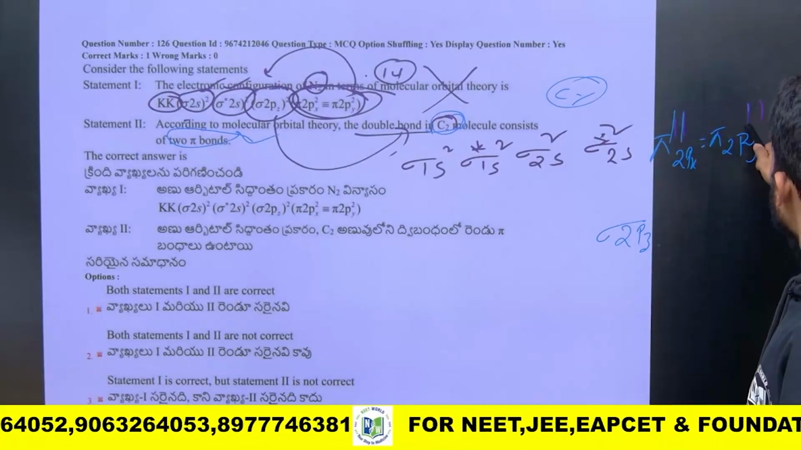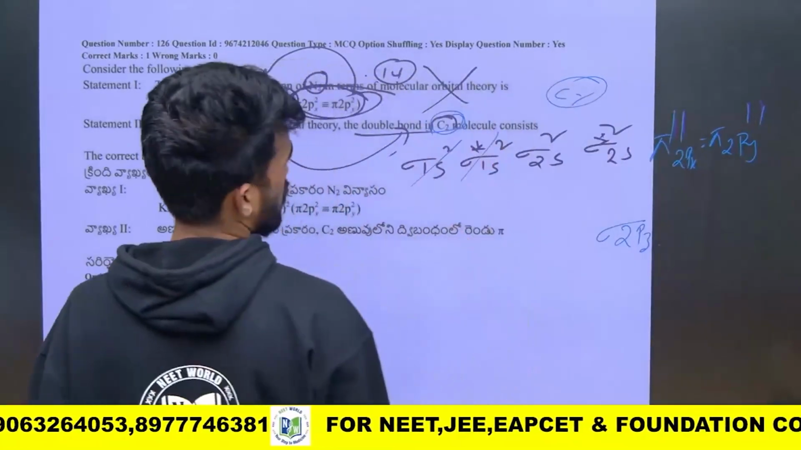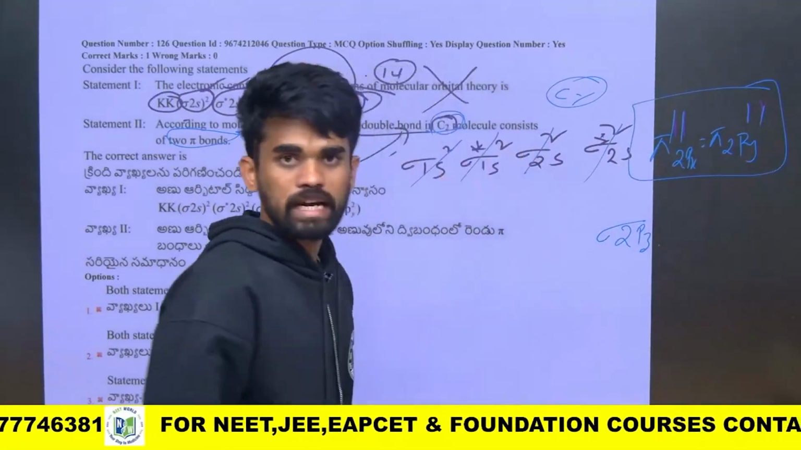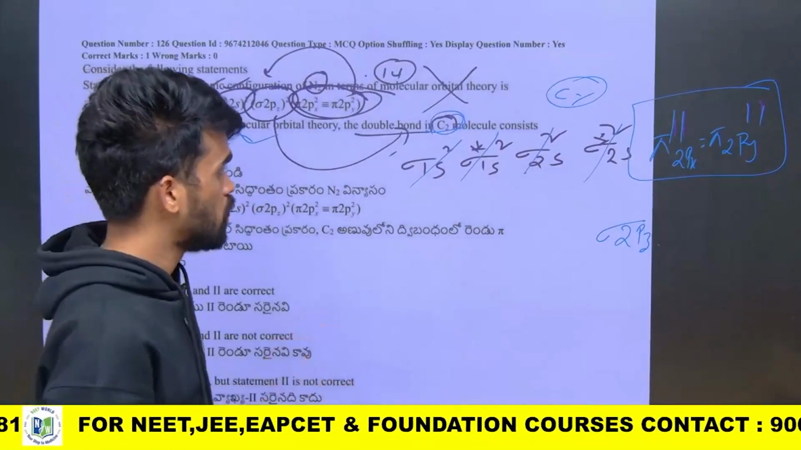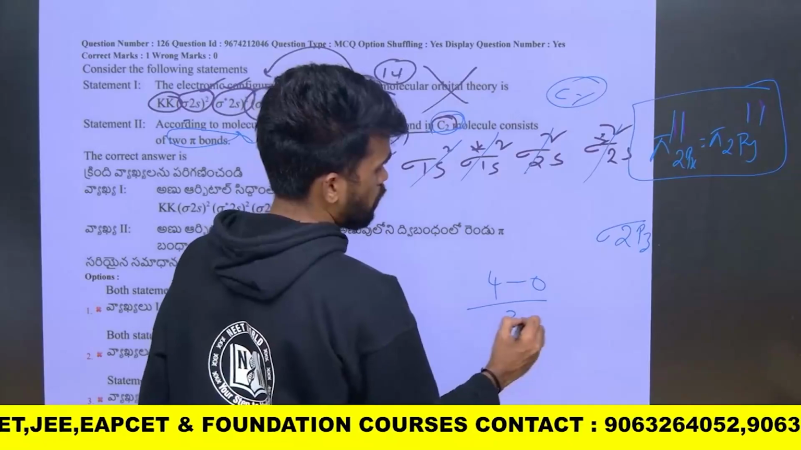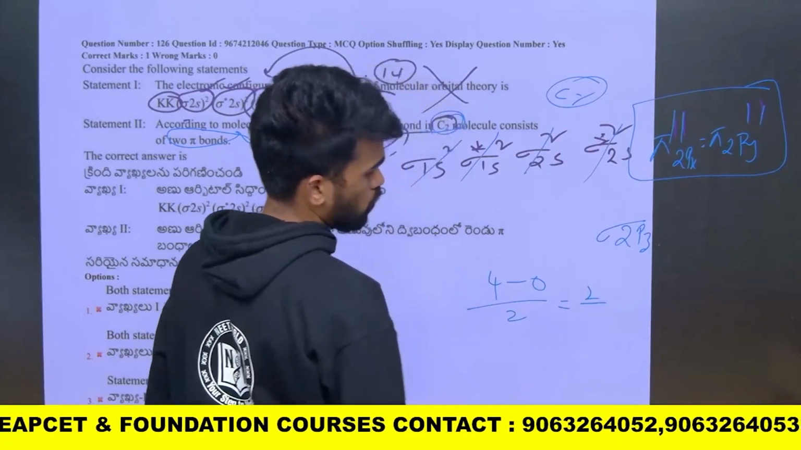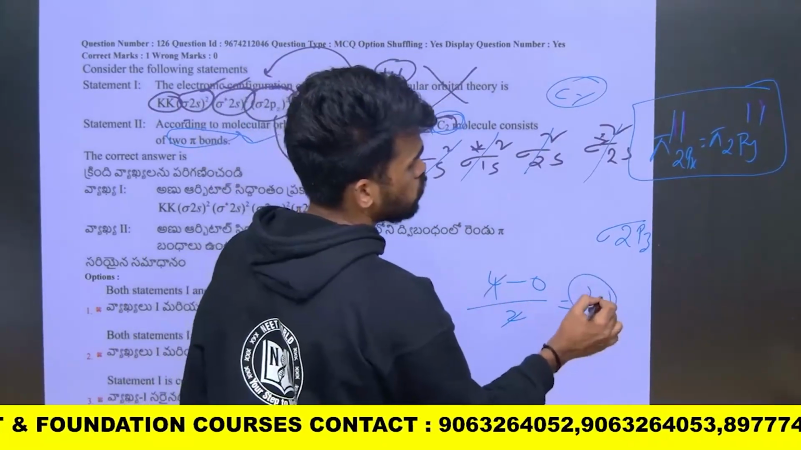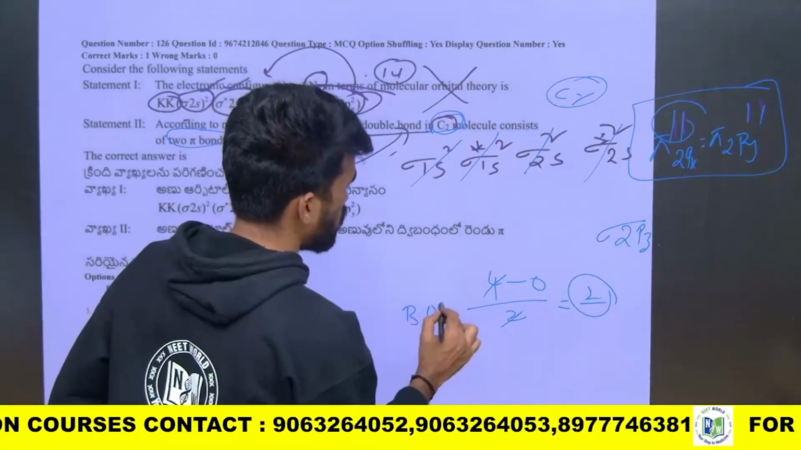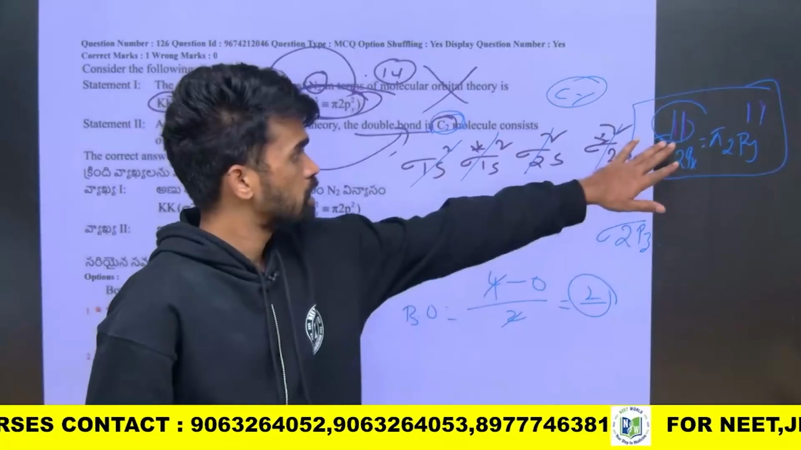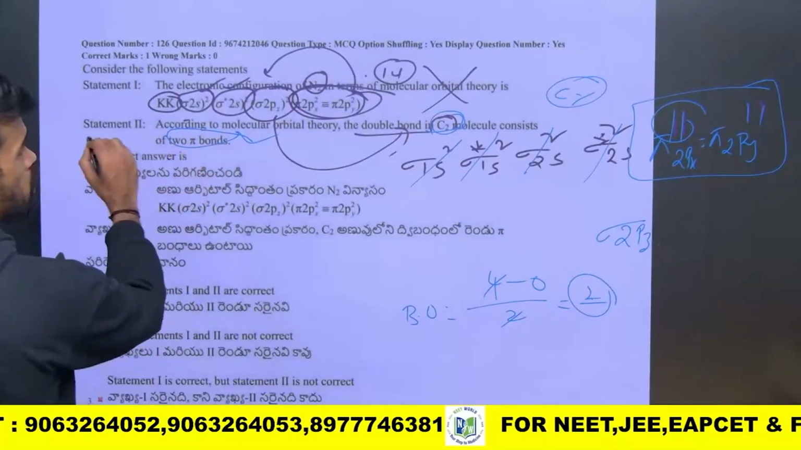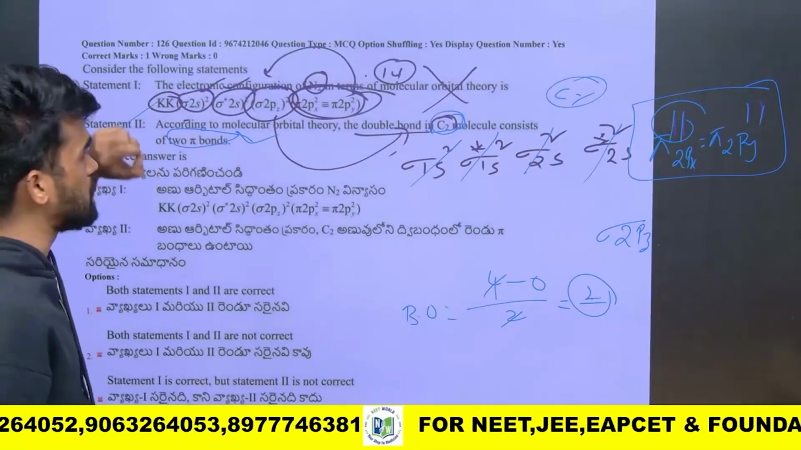Bonding and anti-bonding electrons cancel, bonding and anti-bonding cancel. So we are left only with the pi bonding molecular orbital electrons. How many are there? 4. Bonding electrons are 4, anti-bonding electrons are 0, divided by 2, so we have 2. So the bond order we got is 2, and those bonds are formed by pi electrons only. So it is only pi bonds, not sigma bonds, in the C2 molecule.